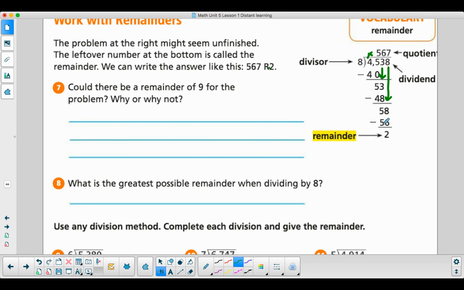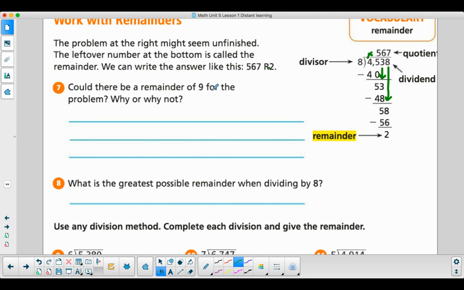58 subtract 56, remainder 2, but they have nothing left to bring down. You might want to replay that a couple times if you're still not real strong with the division process. That's me talking through it again. So they have this question for us.